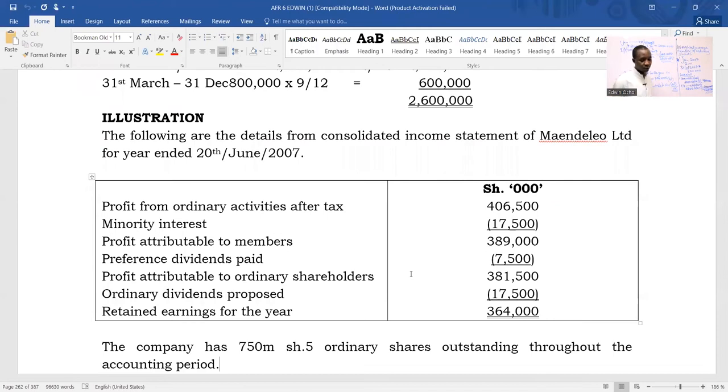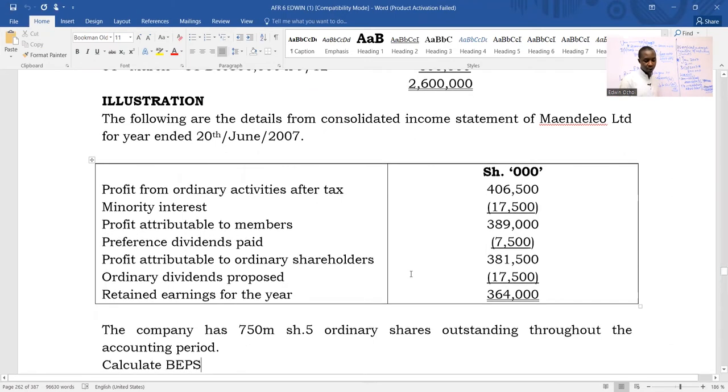So we have the profits from ordinary activities after tax, minority interest, they have deducted 7,500. So you get the profit attributable to members. You minus the preference dividends paid, you get the profit attributable to ordinary shareholders, then you minus the ordinary dividends proposed, you get the retained earnings for the year.